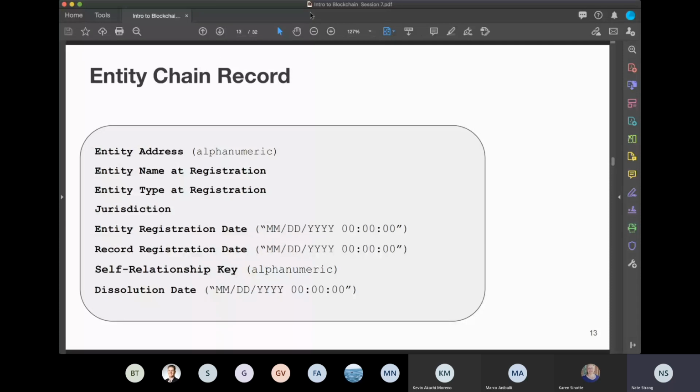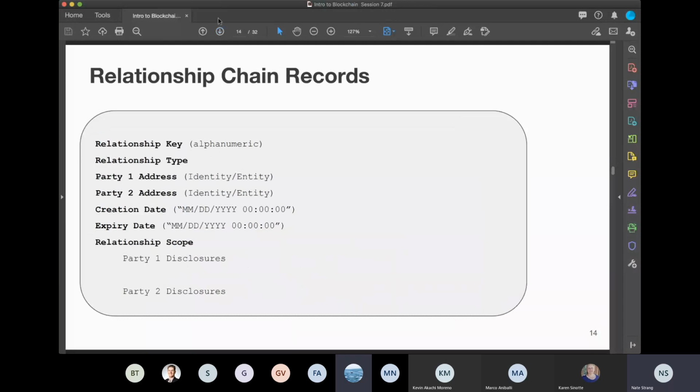And this is the basic information that we need to see in order to create a globally unique identity for an entity. So now to the fun stuff. The relationship chain is really where all of the fun stuff happens in Kevlar. The identity and entity chains, as we've just seen, are basically just present to store immutable records that tell the network who you are.